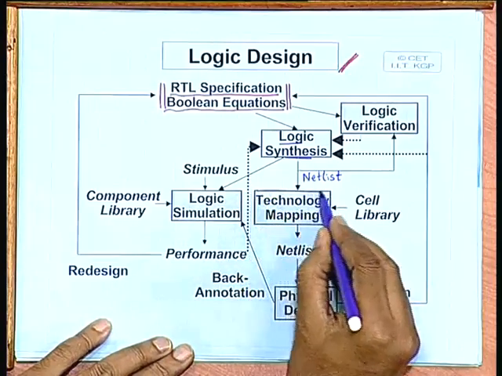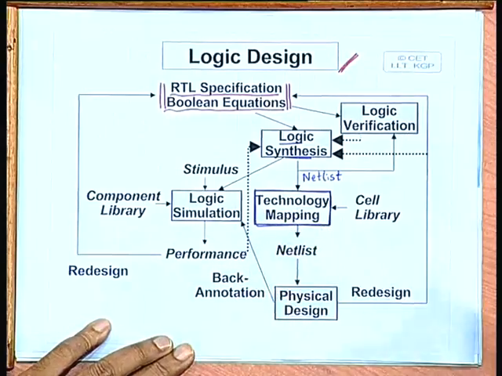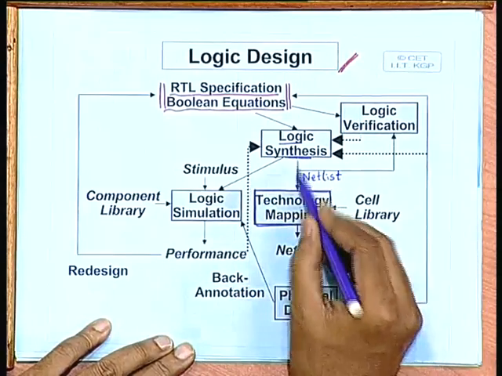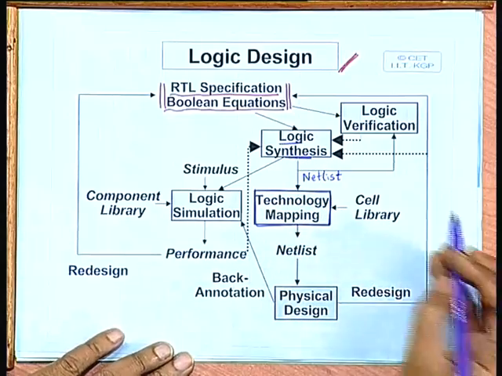So, the netlist that you have obtained through the logic synthesis process, the basic cells out there, will have to be mapped somehow into the cells that belong to that library. That process is accomplished through a step called technology mapping. So, technology mapping takes the netlist which is generated by the logic synthesizer.